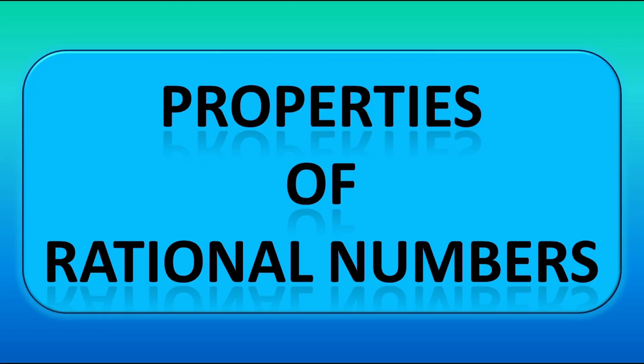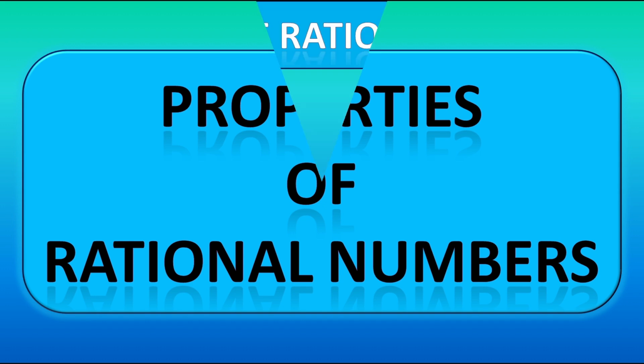Hello everyone. Today we are going to learn properties of rational numbers. In the previous video I had told you what a rational number is. Rational numbers are numbers which are positive and negative fractions. So rational numbers are nothing but fractions only, but they will have positive as well as negative numbers. So let's learn the properties of rational numbers.